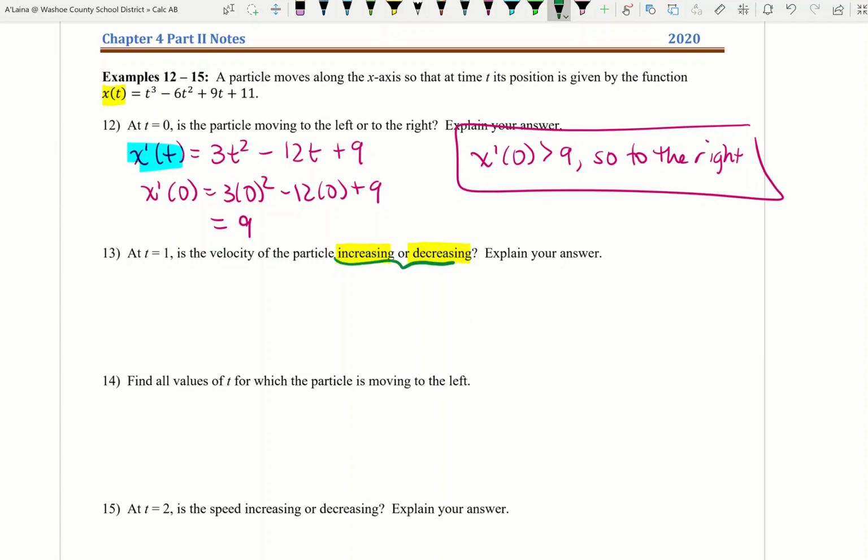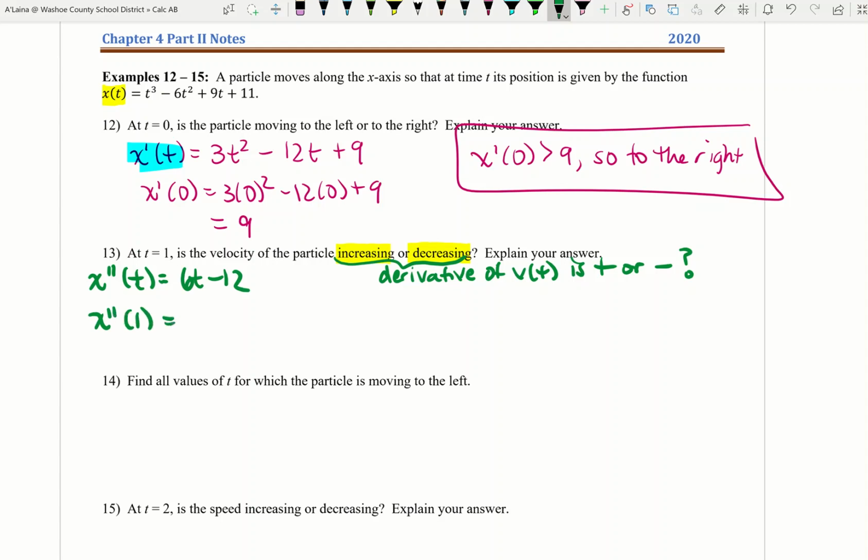Whenever you see increasing or decreasing, these are languages for a derivative. We are interested in seeing if the derivative of the velocity is positive or negative. That's really what this is asking. Not, is the velocity positive or negative? So we already know what x prime is. We're not interested in velocity. We want acceleration, the derivative of velocity. So we are going to look at the second derivative of the position function and evaluate it at 1.